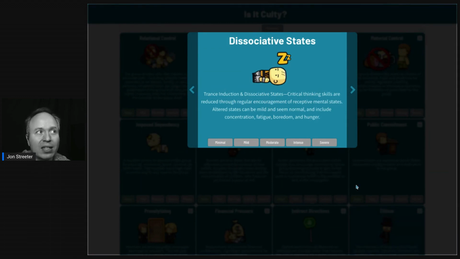Dissociative states, trance induction and dissociative states. Critical thinking skills are reduced through regular encouragement of receptive mental states. Altered states can be mild and seem normal and include concentration, fatigue, boredom, hunger. Do they get you to rehearse so much that your defenses are broken down and then they make extra demands on your life in that state of being broken down? Do they have you consume drugs or alcohol so that your resistance to anything they might try to get you to do is low? Anything like that?